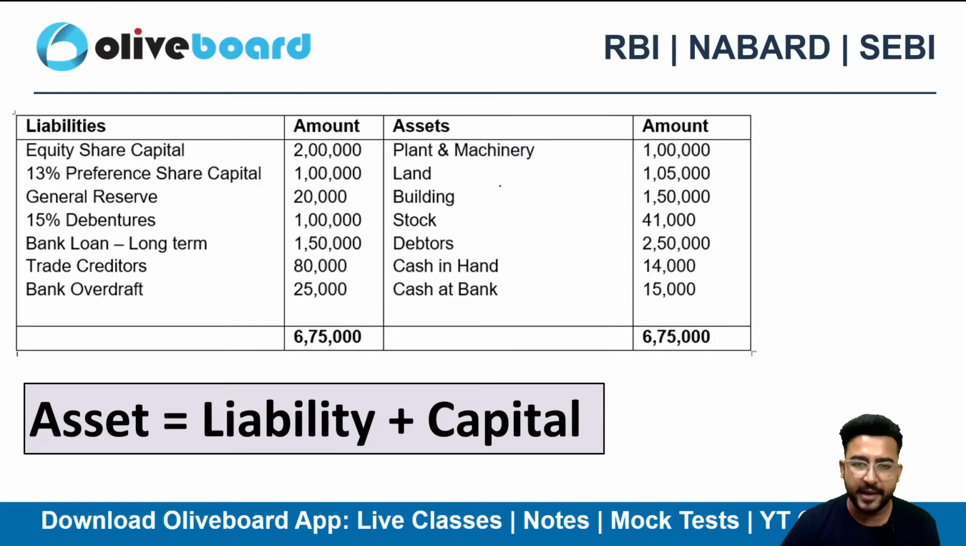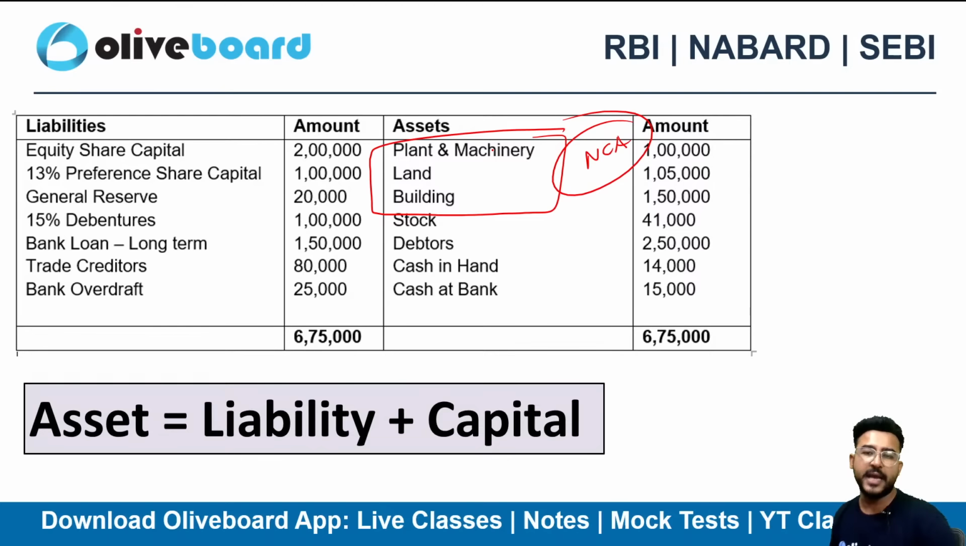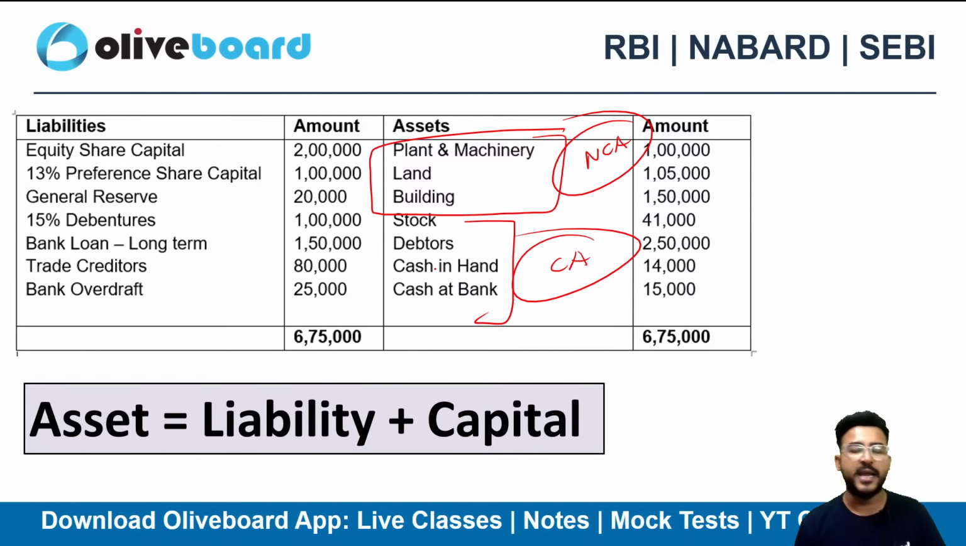Plant and machinery, land and building, these are my non-current assets. Non-current assets are those assets that are giving me the future economic benefit for more than 1 year. Rest of the assets are current assets. They will be realizable into cash, or they will be giving me the benefit within 1 accounting year only. So that's what current asset is all about.